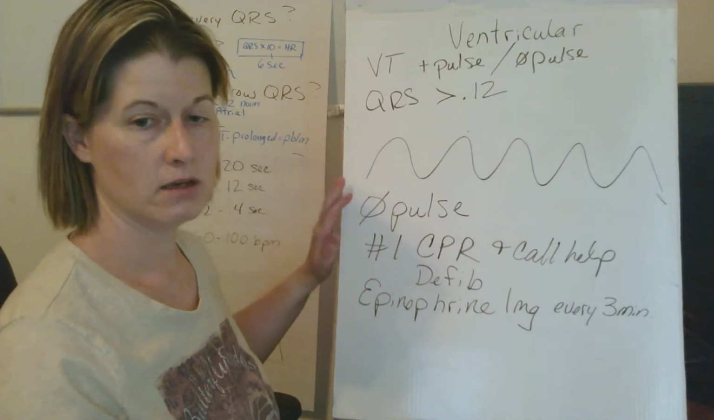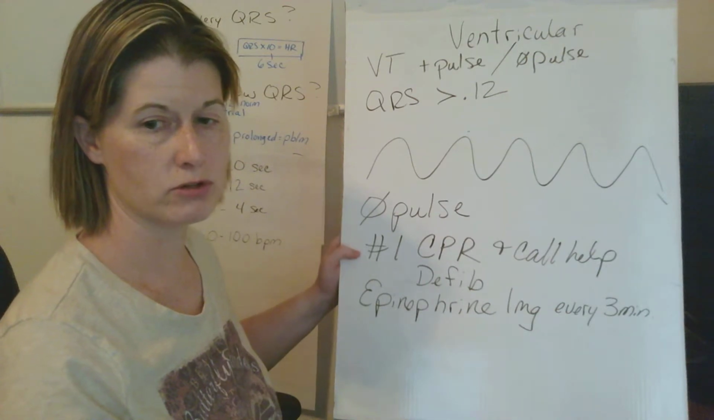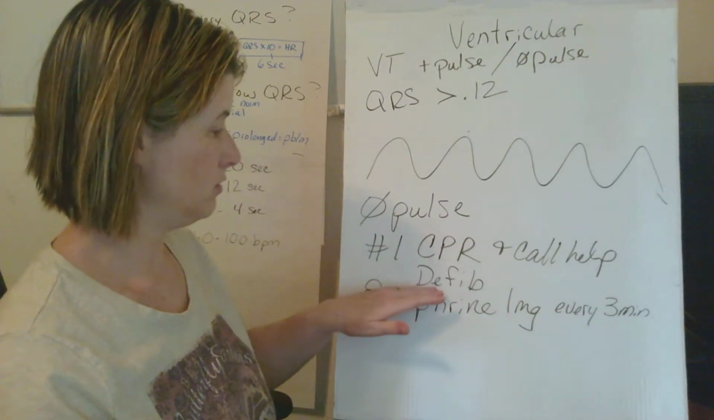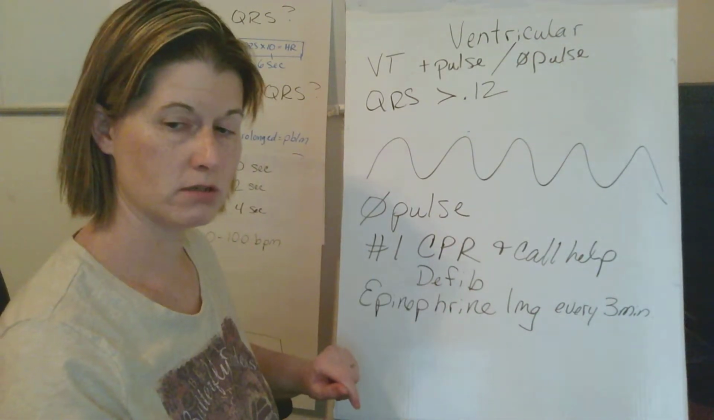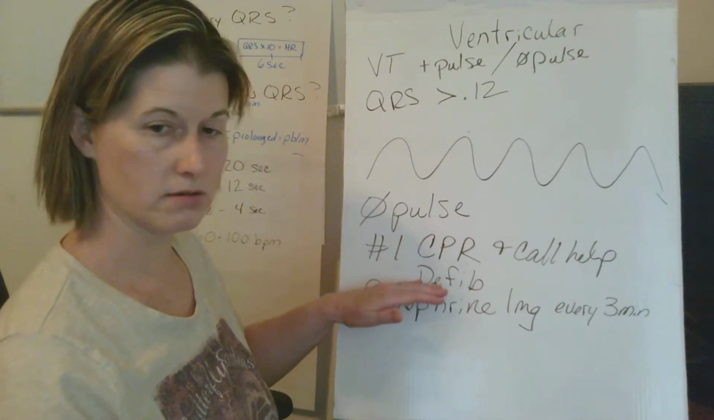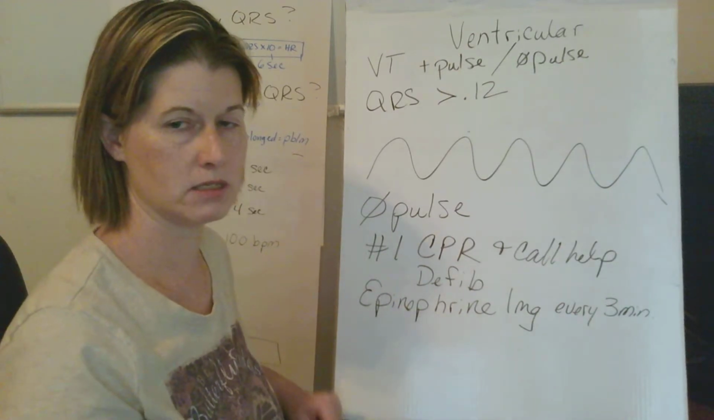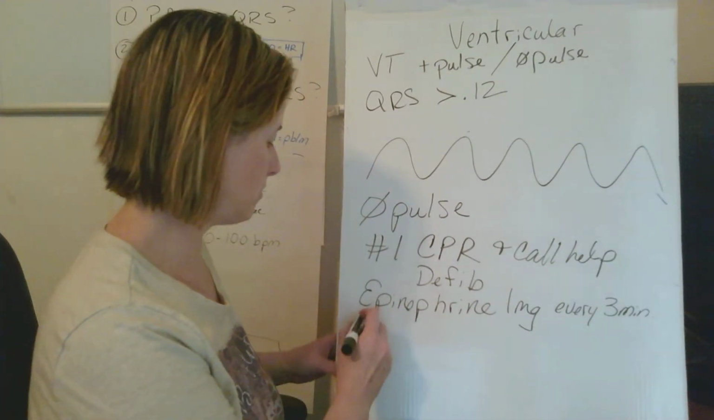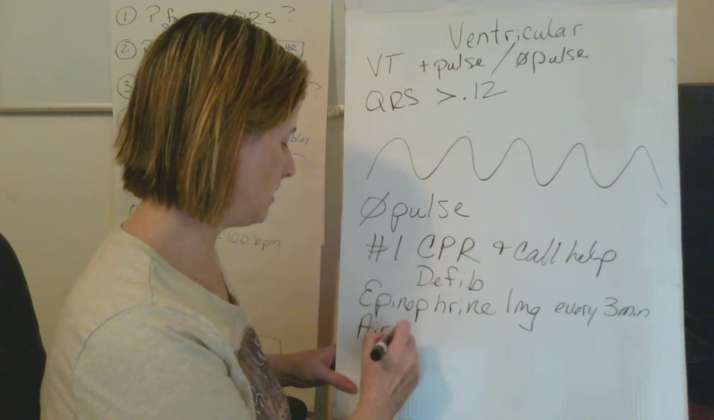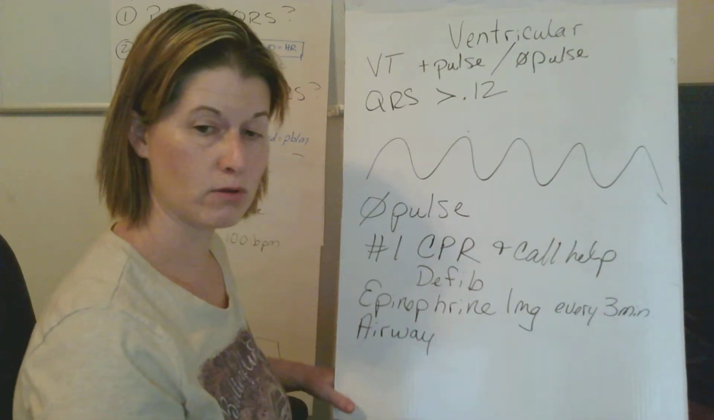There is an ACLS algorithm that you're going to follow, but just in general, when you have V-Tach, check for a pulse. If there's no pulse, you start CPR and call for help. You get a defibrillator and you shock the patient. You shock and do CPR for a couple of cycles, and then you do the epinephrine every 3 minutes. And then you think about an airway. Most of these people will have an endotracheal tube and go to the ICU.